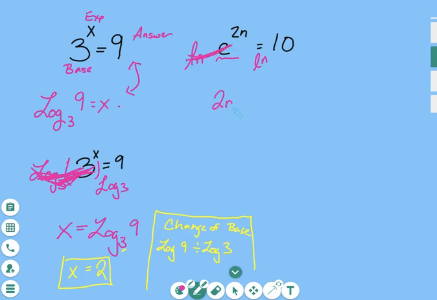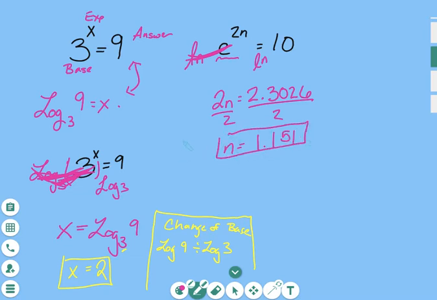I'm left with 2n equals, then in my calculator I can type in the natural log of 10 and get an answer. There should be a special button on your calculator that says just ln, in case you didn't already know that. And I get 2.3026. I'll round to 4 decimal places. Now this is a linear problem that we know how to solve. I can just divide by 2, and I get an answer of 1.151.